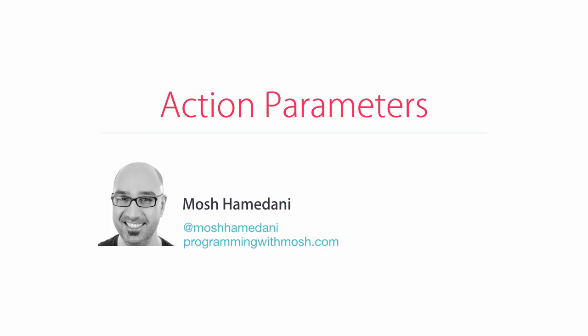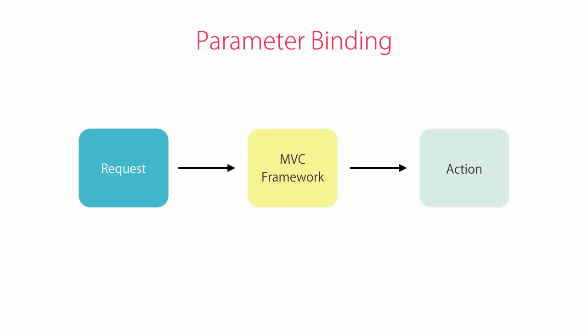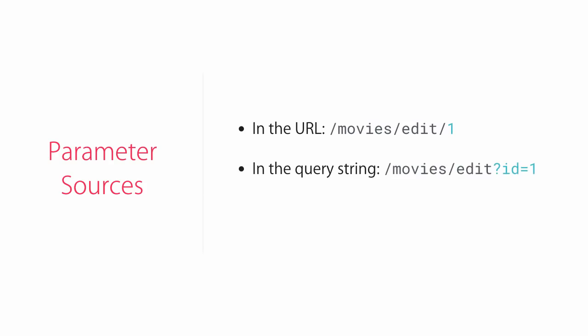In the last lecture, we looked at action results, which are the output of our actions. Now let's take a look at action parameters, which are the inputs to our actions. When a request comes in the application, ASP.NET MVC automatically maps request data to parameter values for action methods. So if an action method takes a parameter, the MVC framework looks for a parameter with the same name in the request data. If a parameter with that name exists, the framework will automatically pass the value of that parameter to the target action. This parameter value can be embedded in the URL, it can be in the query string, or in the data posted using a form.